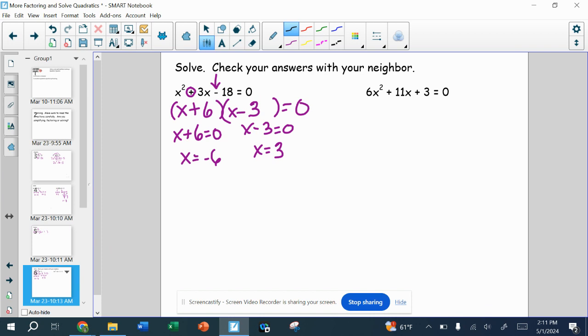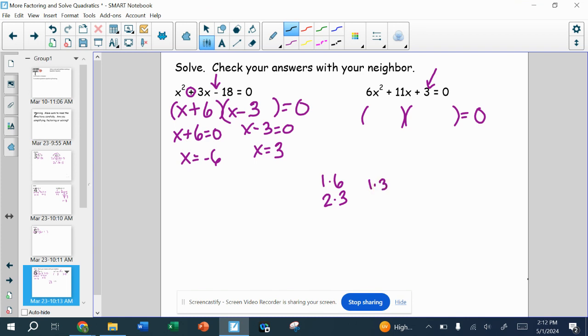The second problem is more tricky because there's a leading coefficient. As soon as we've got a number in front of the x squared, that does make it more tricky. I can still set up my two sets of parentheses, and having the 3 at the end does make this a little bit easier, but that 6 as the leading coefficient, I have a couple of options for. It can either be 1 times 6 or it could be 2 times 3. The 3 as the constant over here, that only can be 1 times 3.